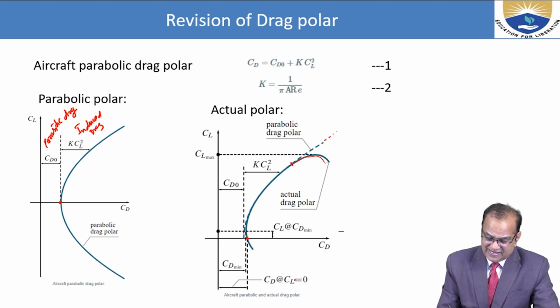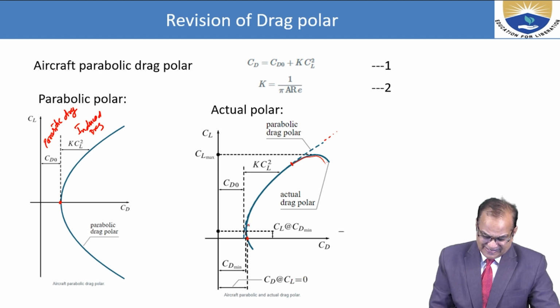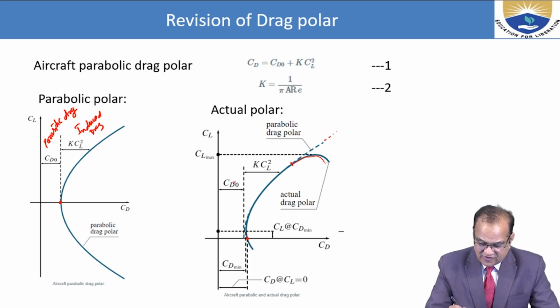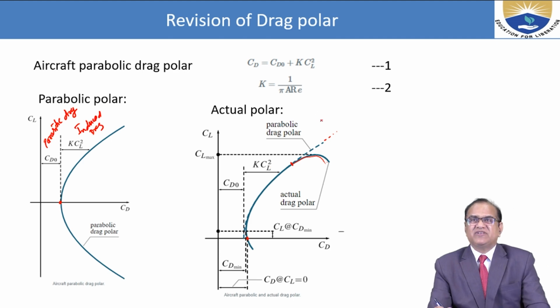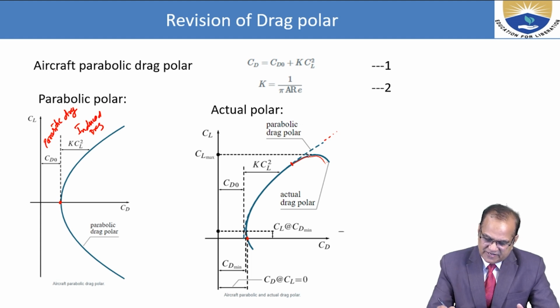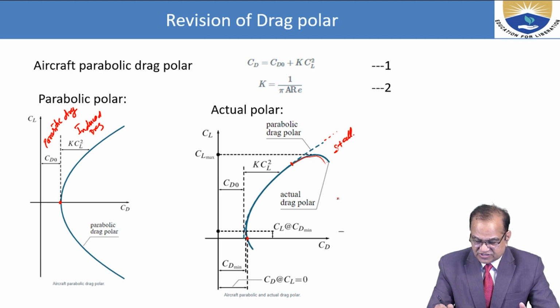CD naught is at alpha where CL is equal to 0. So here is K CL square, here is the CD naught. There is a little difference between the actual drag polar and the parabolic polar. This you can compare here, and this is happening due to the stall. At stall speed, all of a sudden lift is not increasing but drag starts rising.